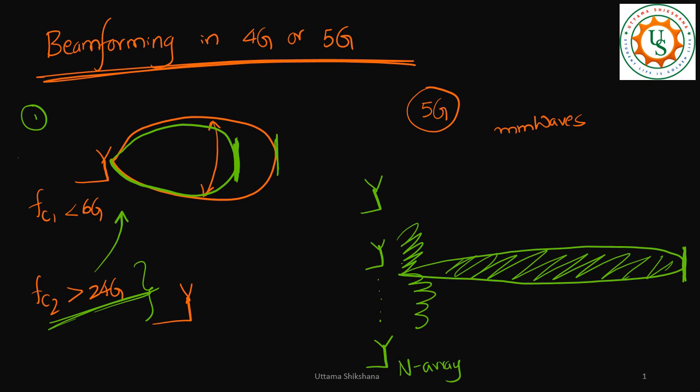And we also got to know how that can be done, by deploying more antennas, an array of antennas. So then what else can we do with beamforming? Let's say the second one is beam steering.